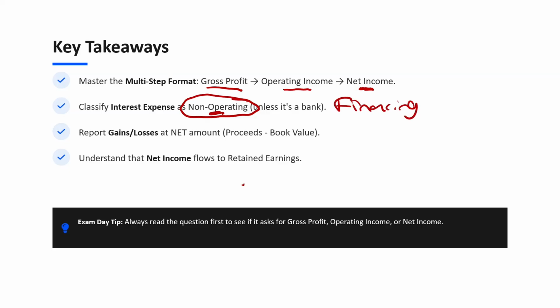Of course, there's an exception. If the question is asking as a bank, it's an operating expense. Gains or losses are not core business. We are reporting them as a net amount. We include the income tax expense and we report it as a net amount. And in the end, we saw examples that net income flows to retained earnings. Now let's do some questions.